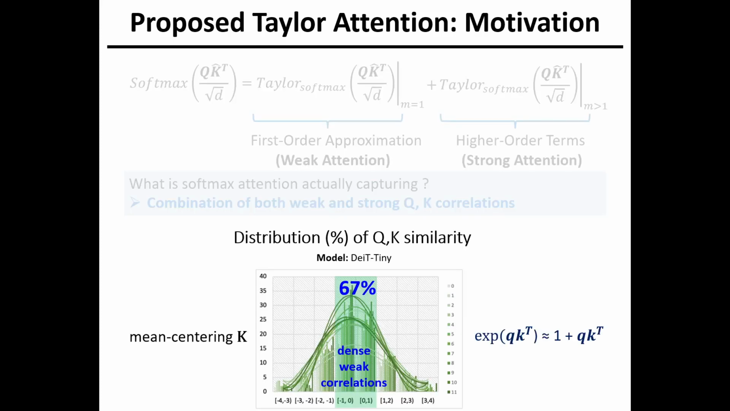More specifically, we find that after mean centering of keys, up to 67% of the similarity scores lie in -1 to 1. These are dense and weak correlations, which are represented by the first-order approximation, while the remaining 33% of similarities lie outside -1 to 1 with high magnitude, corresponding to sparse and strong connections, represented by higher-order terms.